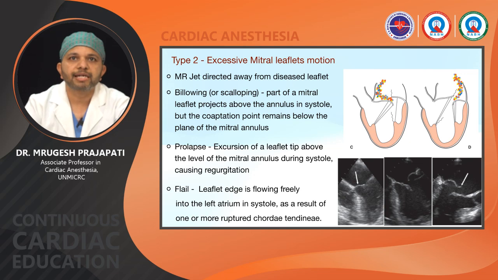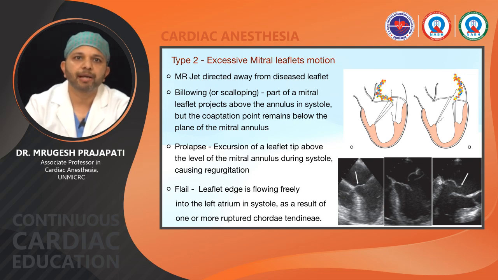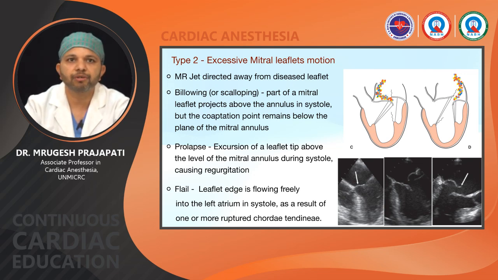In type 2, excessive leaflet motion causes the mitral valve regurgitation, and the MR jet is directed away from the diseased leaflet. Here the mechanism has been described in three parts. In billowing or scalloping, part of the mitral leaflet projects above the annulus in systole, but the coaptation point remains below the plane of the mitral annulus. In prolapse, there is excursion of a leaflet tip above the level of the mitral annulus during systole, which causes the regurgitation.